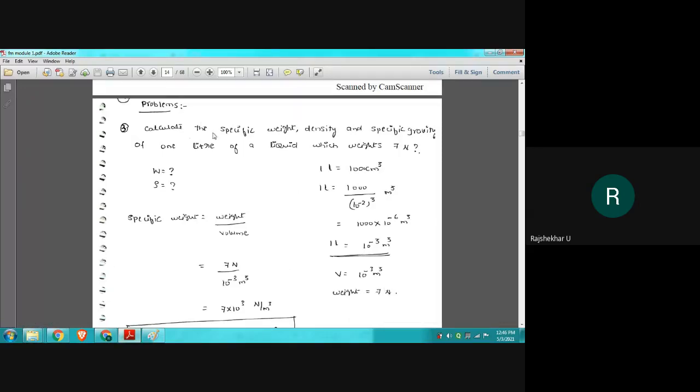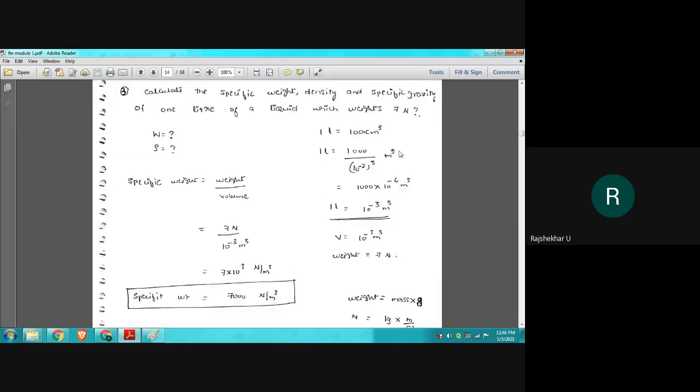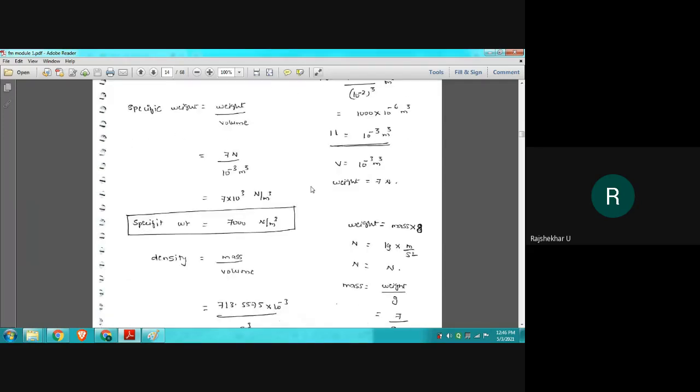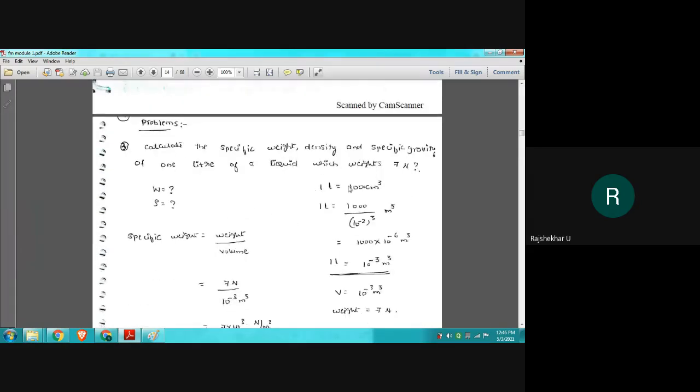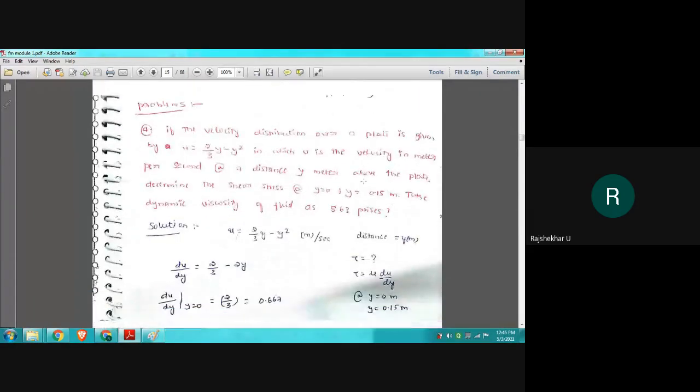Just 2 sentences. Calculate the specific weight, density, and specific gravity of 1 liter of liquid. The name is not mentioned. Its weight is given. Weight is 7 Newton. So I have to just change some of the things and find it out. Earlier, specific gravity was given. Now weight is given. I think you can do it. Just rearrange the things and you'll get the answer. Okay, so this is the 4th problem.